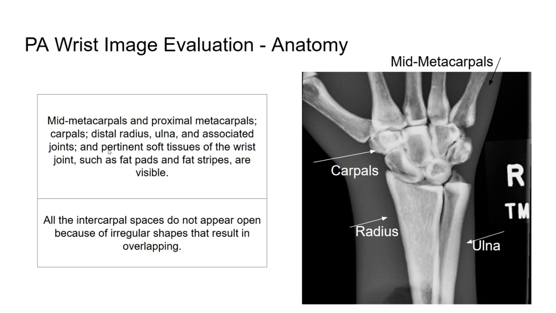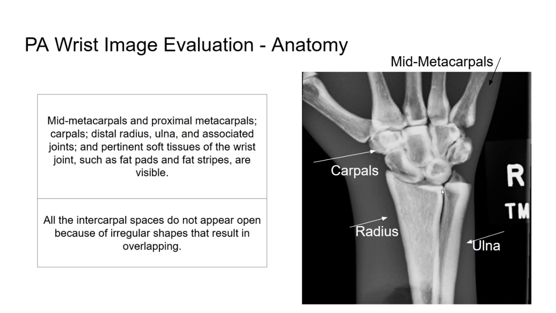So as you can see, the criteria you want to meet is to have that mid-metacarpal area and that proximal metacarpal region. You want to see the carpals, obviously, and then your distal radius and your distal ulna. You want to have those visualized as well as the associated joints with them and the pertinent soft tissues of that wrist joint. So you want to see those fat pads that you'd see on this left side here, or the fat strips as well. They're going to be visualized if this wasn't a phantom.